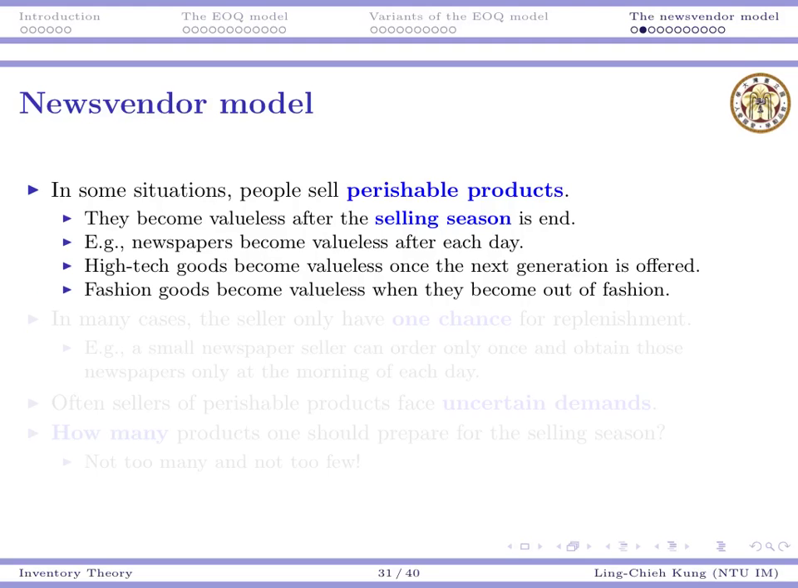Okay. So sometimes we sell perishable products. Perishable means there is a selling season, and after it, the value will become almost zero for that product. Some examples are here. One typical example is newspaper. Newspaper in the morning is valuable, but after each day, it will become almost valueless, right? Or high-tech products. A cell phone in this generation can be sold at a high price, but after the next generation comes out, the current generation product will become valueless.